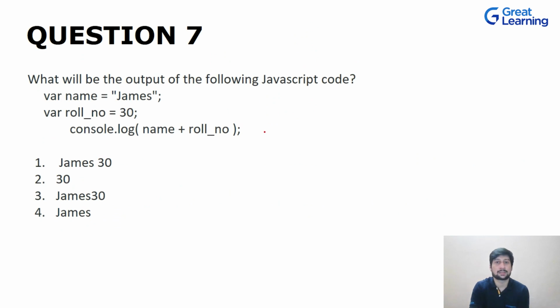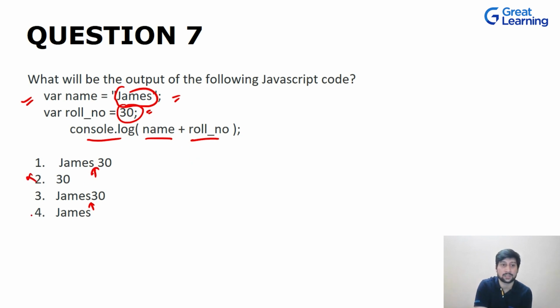Now let's talk about this question, which is to find the output of this JavaScript code. As you can see in this statement, we are declaring a variable name, which is a string basically, and we are storing James in this name. Then we have a roll number over here, which is obviously a number, right? And then we just want to print out these two things. We have name plus, for concatenation, and then the roll number. As you can see, here we don't have a space and here we have a space.